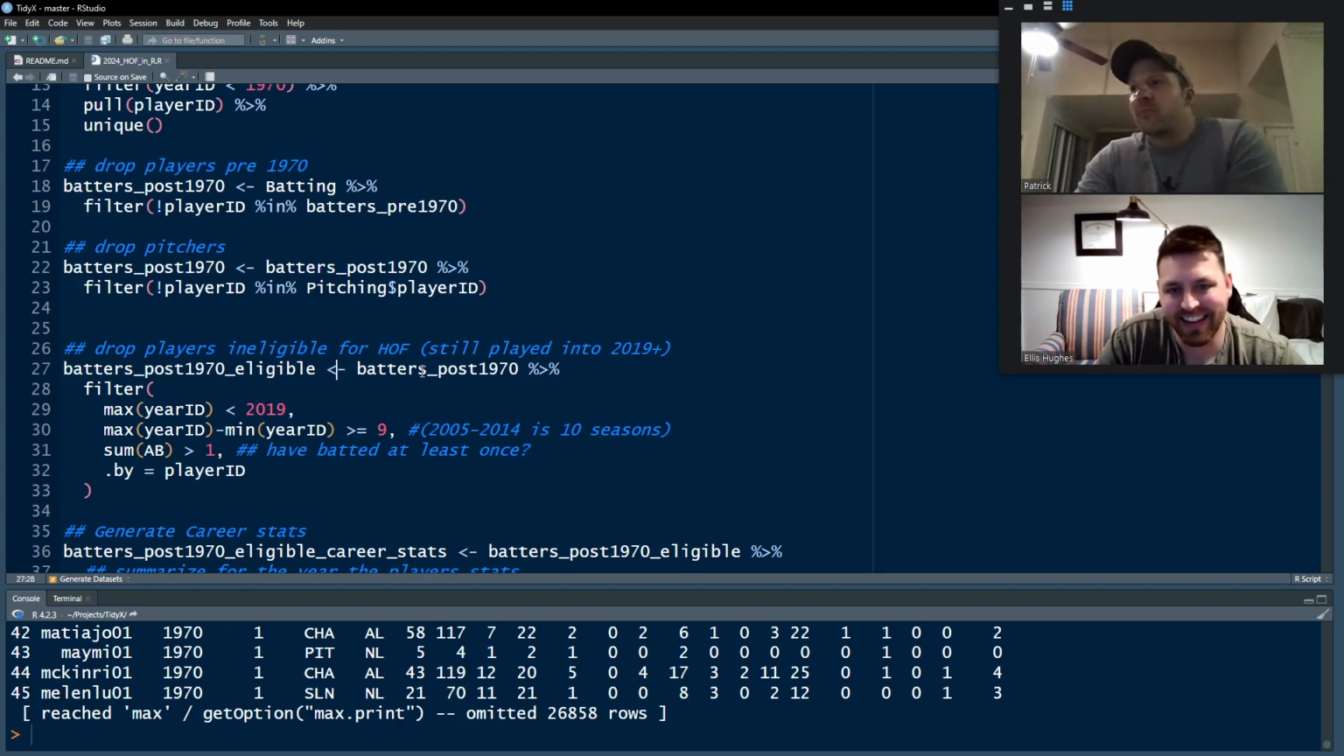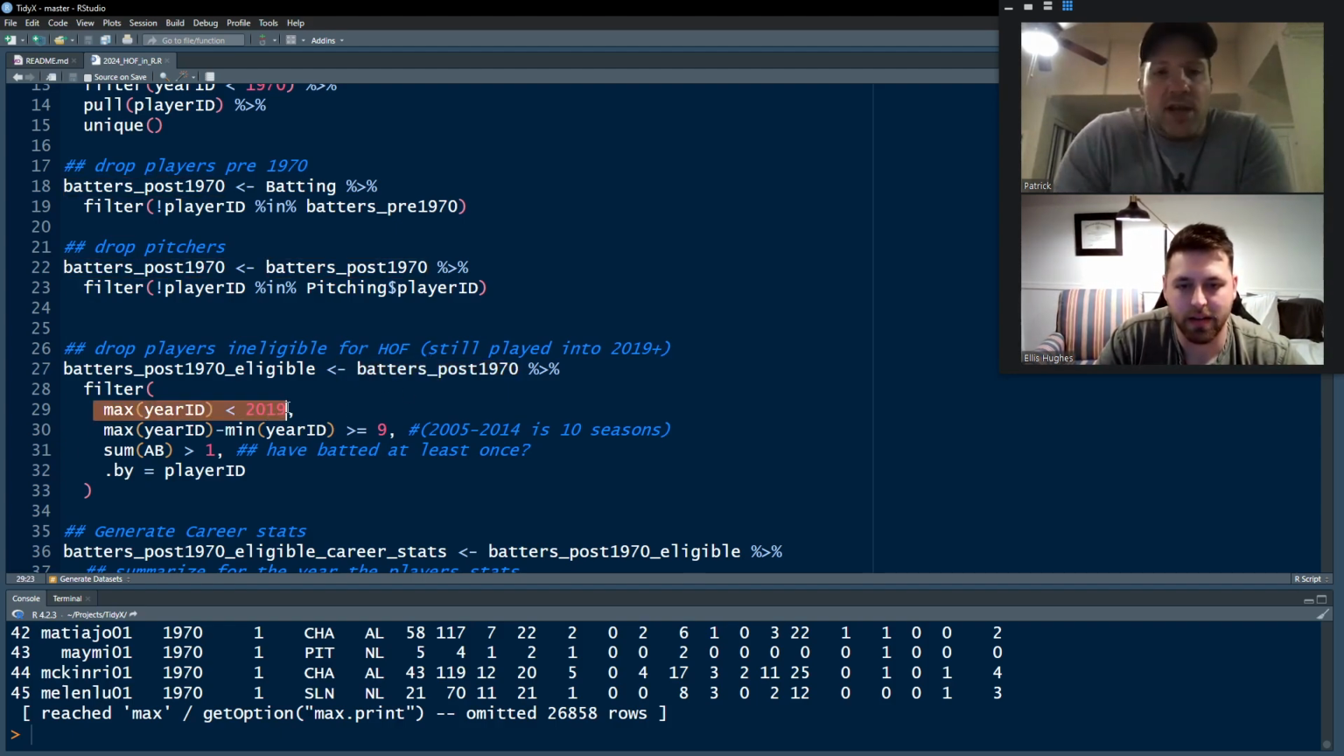Yeah, exactly. So we're going to take our batters post 1970, and now we're doing a little bit of filter here. So first deal is we're getting everybody with their max year in the data set, less than 2019.